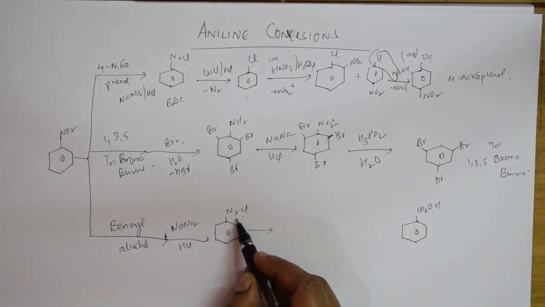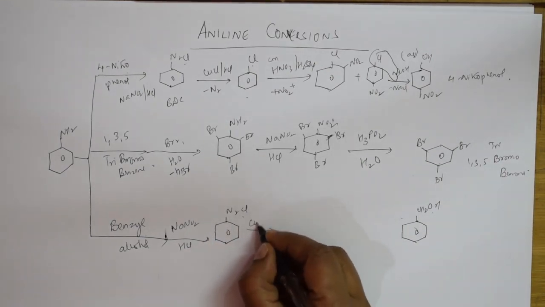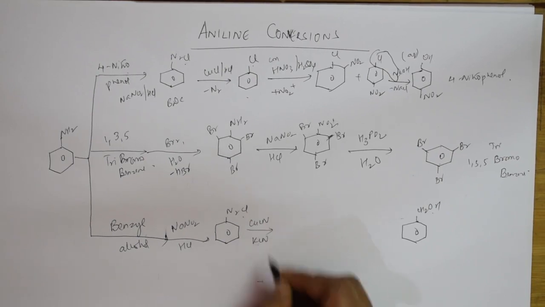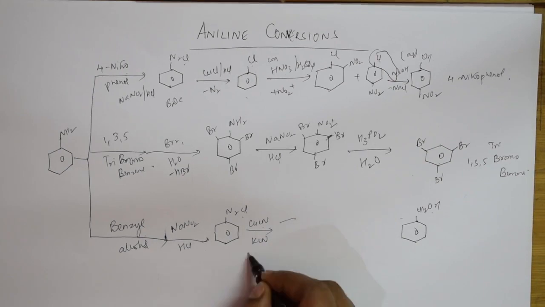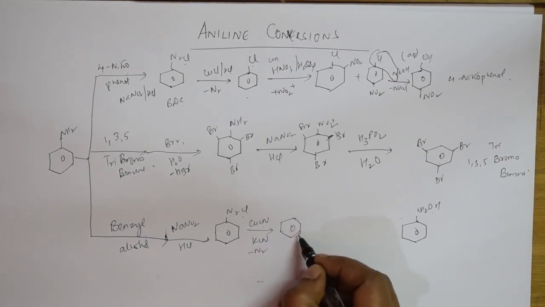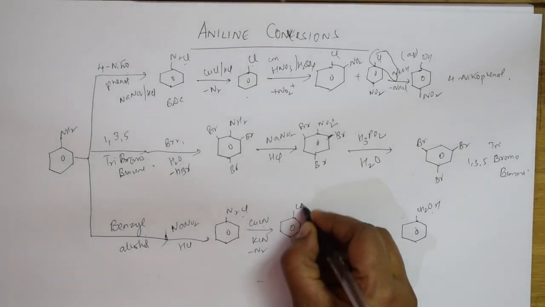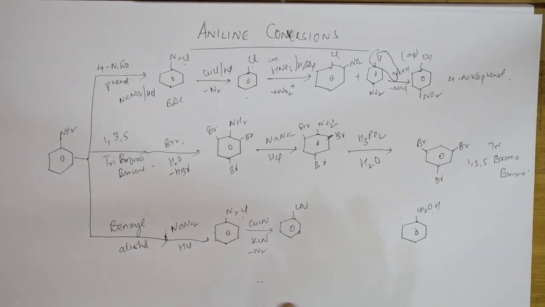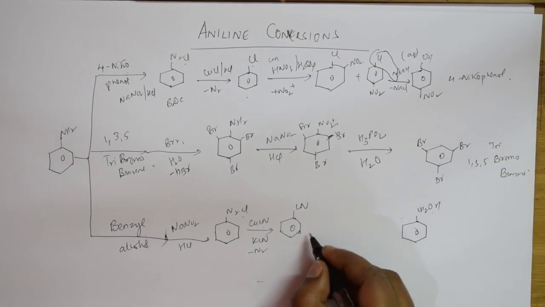Now what do you do as soon as you get BDC? Try to introduce copper cyanide and KCN. Why did I take this? This nucleophile and this nucleophile get replaced. So minus N2 is here. This is CN. Cyano is done. Now what are we going to do?